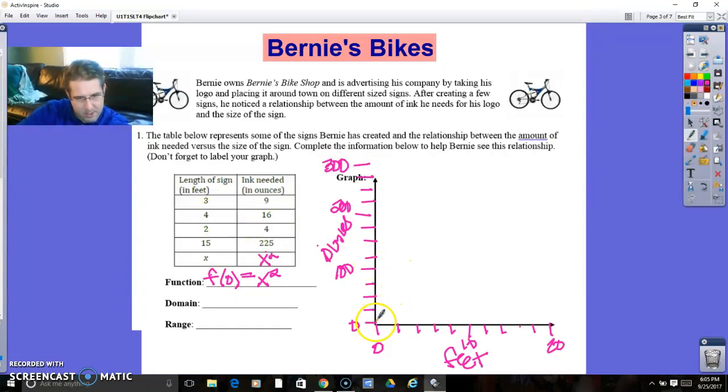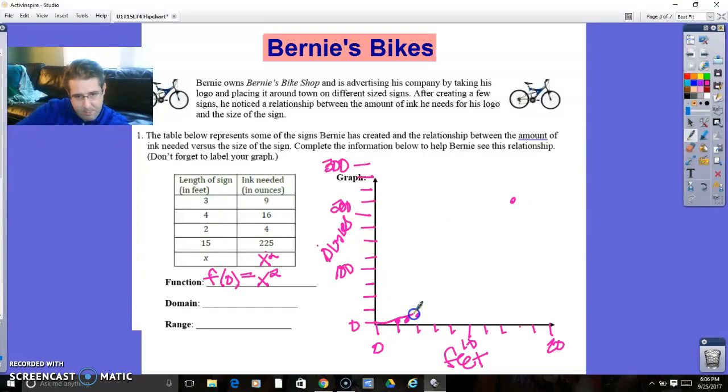Alright, so now all I have to do is plot the numbers. So that's 3, 9. So this is 2, that's 3. 3, 9 would be about right there. 2, 4 is even lower. 4, 16, not quite up to the first mark yet. 15, 225. Alright, so it's going to end up looking like this.